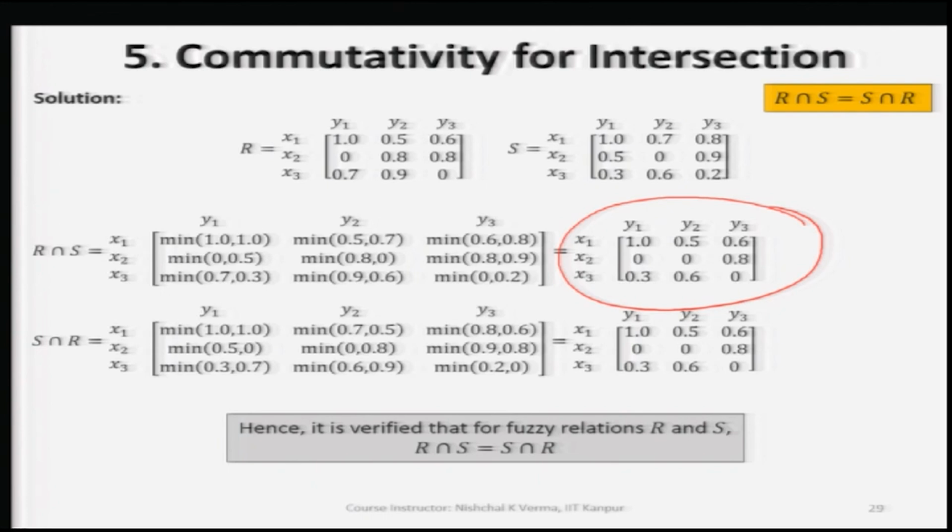Now, let us take S intersection R. What does this mean? This means that we take S first and then R thereafter. When we do that, we get this fuzzy relation set as a result. When we compare these two outcomes, we see that both remain the same, so we are getting the same fuzzy relation set. So, we can say that the commutativity property for intersection holds good for fuzzy relation sets R and S.